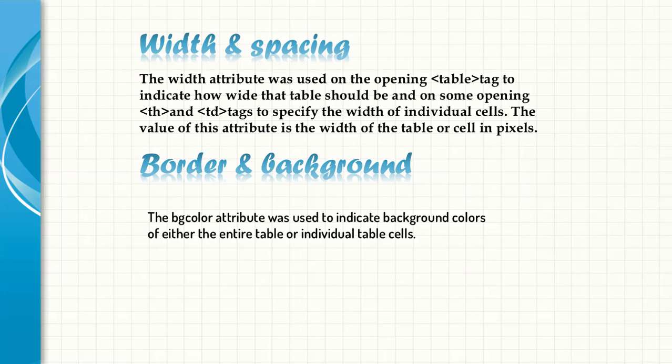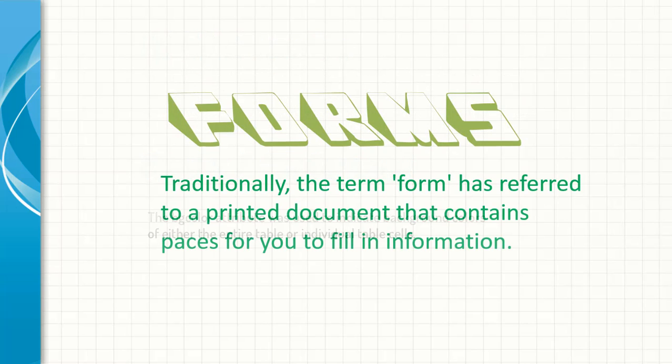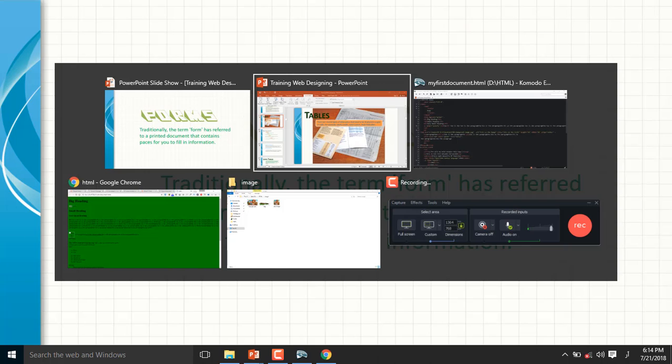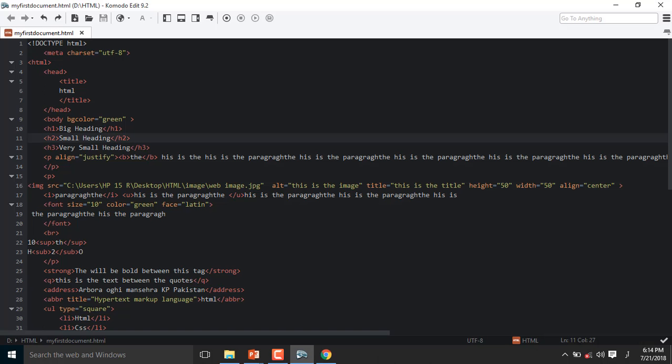The bgcolor attribute is used to indicate the background color of either the table or an individual table cell. You can also use a picture in the background. So let's do it with a practical example.